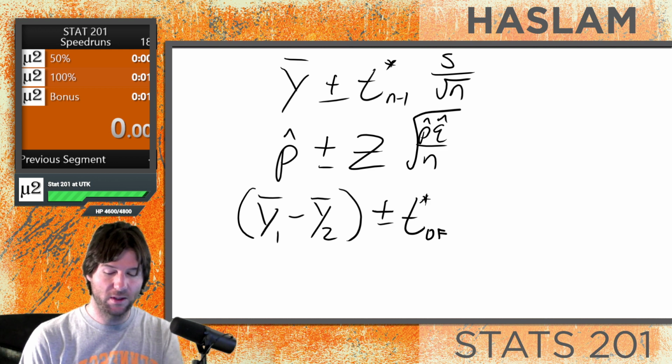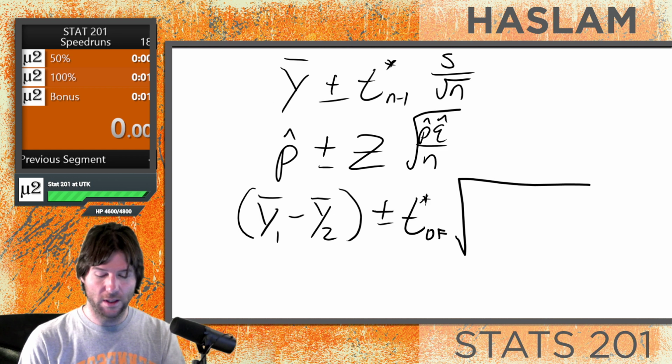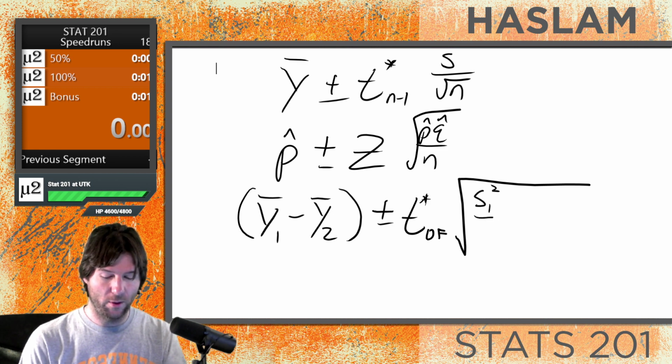And then the last part, you see that's where the t is. Last part is the standard error of the difference, and the standard error of the difference is going to be, let's see here, S1 squared over N1 plus S2 squared over N2.